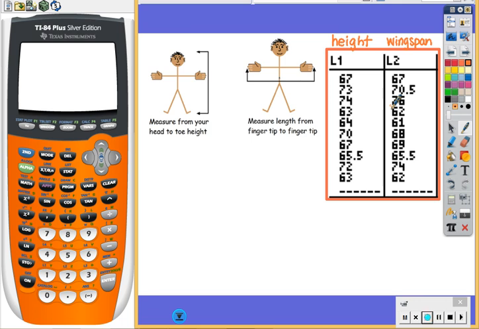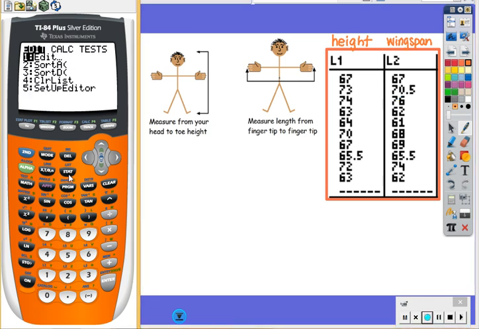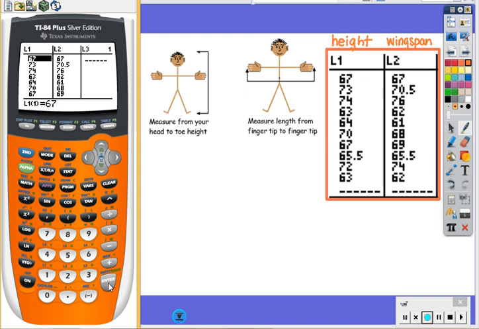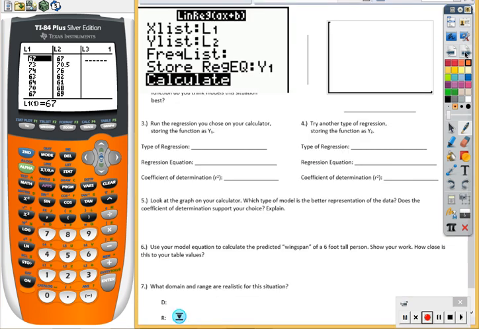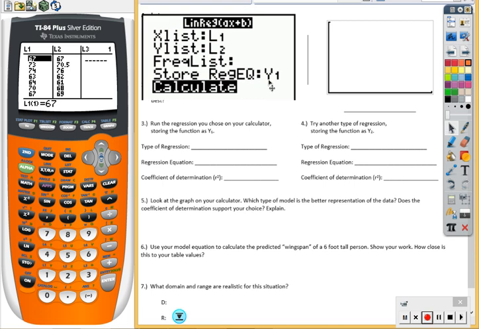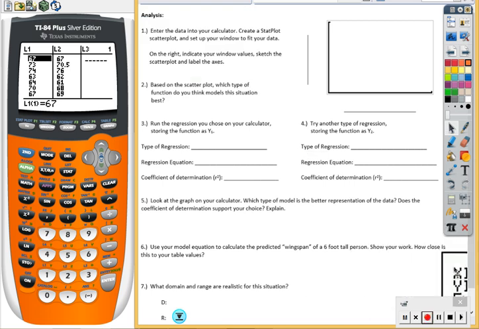All right, so the first thing I did was I went, stat is the button of the day. I went to stat, edit, and I got all those numbers entered into my calculator. That would be the first thing you'll need to do once you've collected your data. Ignore this. What we want to do now is we entered the data into our calculator.